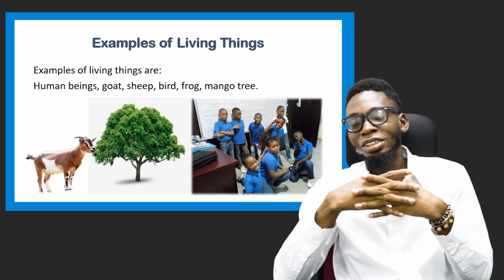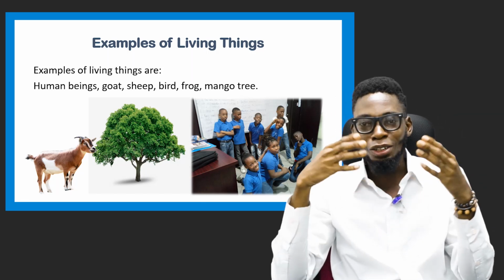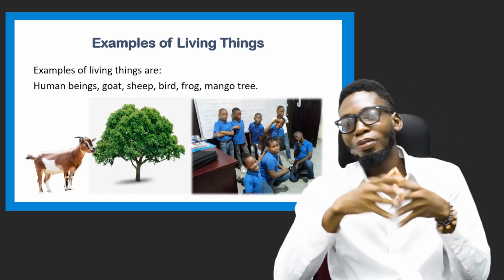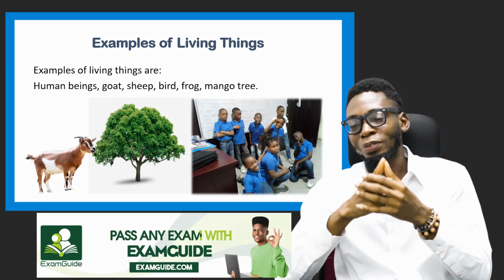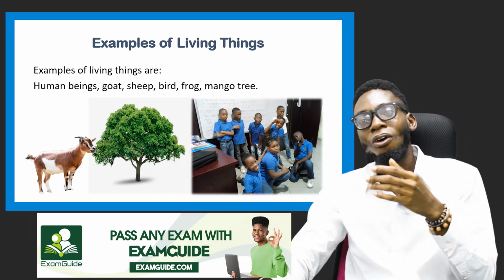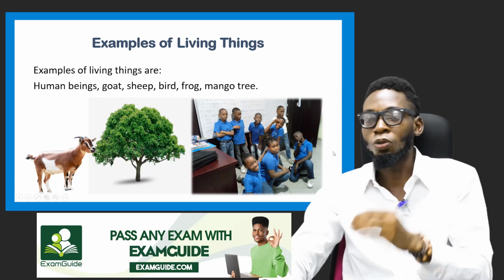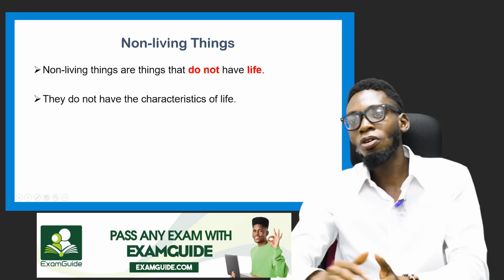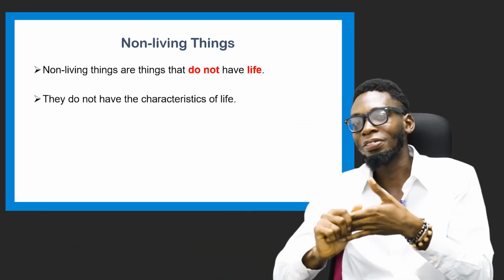And you will agree with each and every one of us here that the goats, the mango tree, the human beings, they are all living. They can move, they can breathe, they feed, and they also have all the characteristics of living things that we'll look into briefly. Now let's go over to the meaning of non-living things.